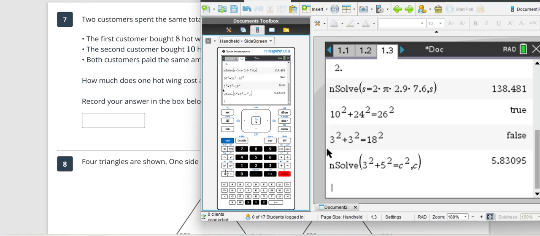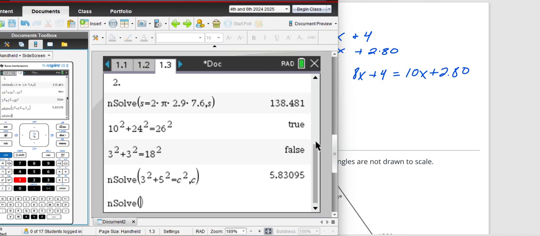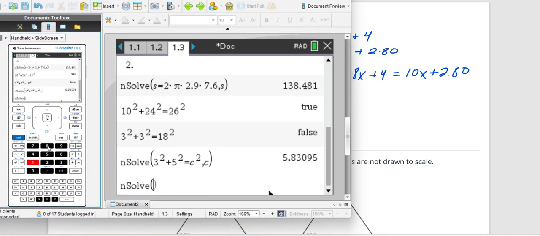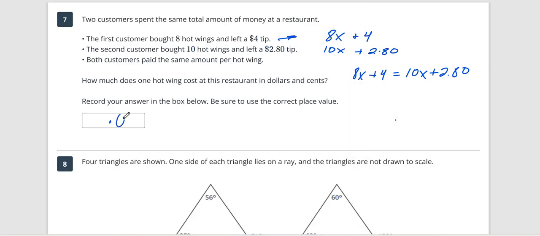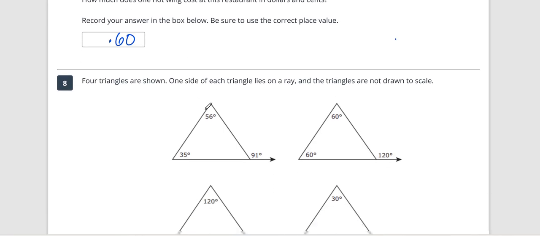And let's just go set it up right here. Menu 3.1. And I'm going to do the same thing here. 8x plus 4 equals 10x plus 280. And then comma x, because the only thing we're missing here is the x values, and it's the wings. So 60 cents each wing. Or 0.6, but since it's money, we're going to go with 0.60.